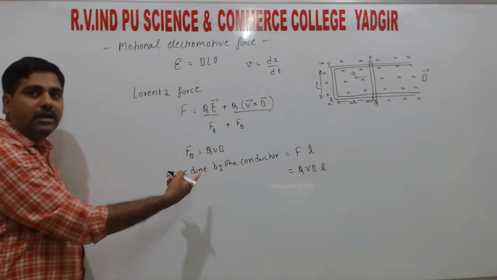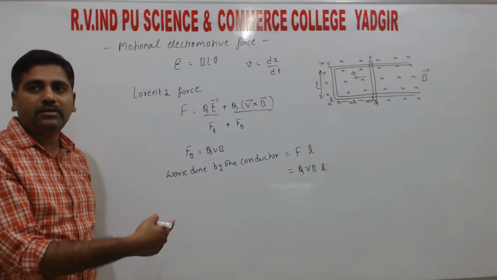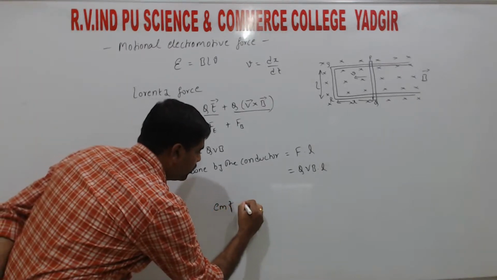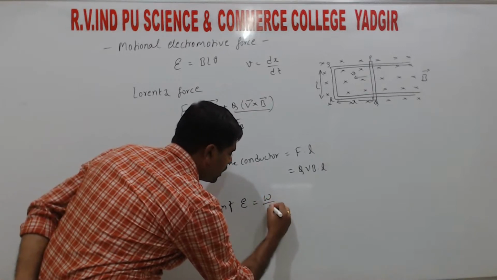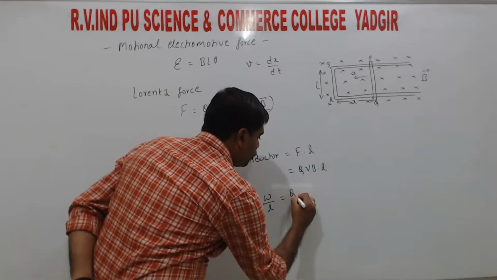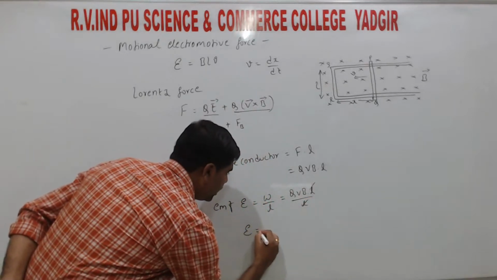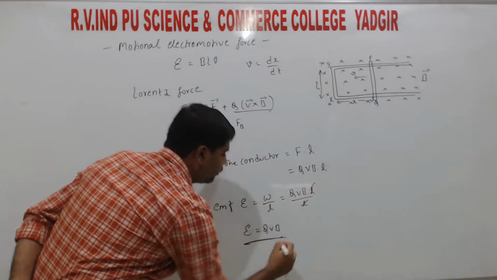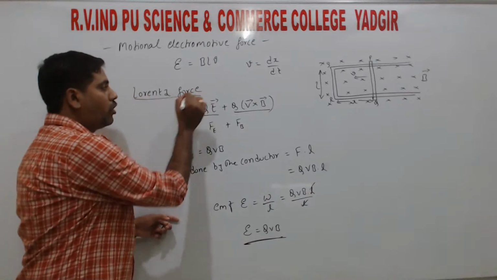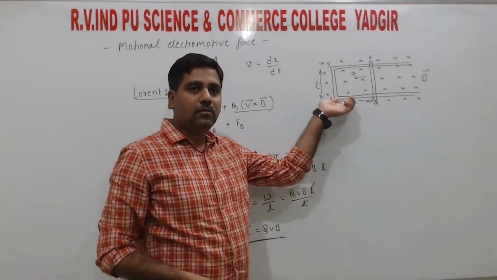Since work is done, there is a potential. Potential is nothing but EMF, that is work by charge, the relation between V and E, right? So EMF E equals work done by length, right? That equals QVB into L divided by L, right? So again we get E equals BLV. This is another method, using the Lorentz force, right? In general, the derivation we did in the previous class is what we should write in the exam.